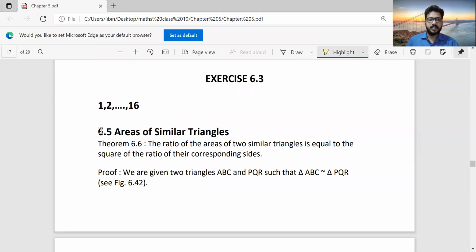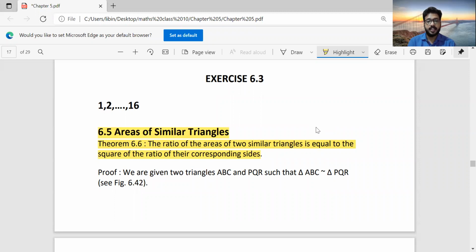See, our section is here. 6.5, areas of similar triangles. Is there any relation between the areas of similar triangles? Let us see. The relation is stated in the form of Theorem 6.6. What does it say? The ratio of the areas of two similar triangles is equal to the square of the ratio of their corresponding sides.